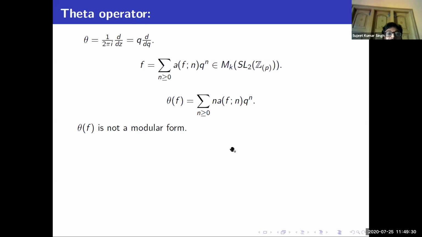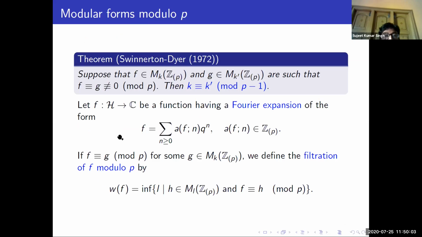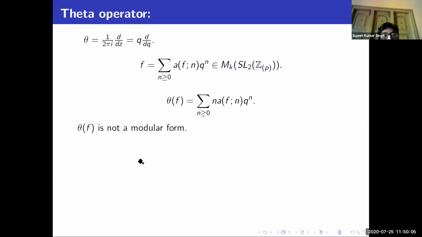Next is the theta operator. The theta operator is defined like this, and if f is any modular form, then applying theta to f simply gives the Fourier expansion of this form. Theta f is not a modular form, but Swinnerton-Dyer proved that if f is any modular form of weight k, then there exists a modular form g of weight k plus p plus 1 such that theta f is congruent to g mod p. Now, since theta f is congruent to g mod p, and given the way we have defined the filtration, we can calculate the filtration of theta f.